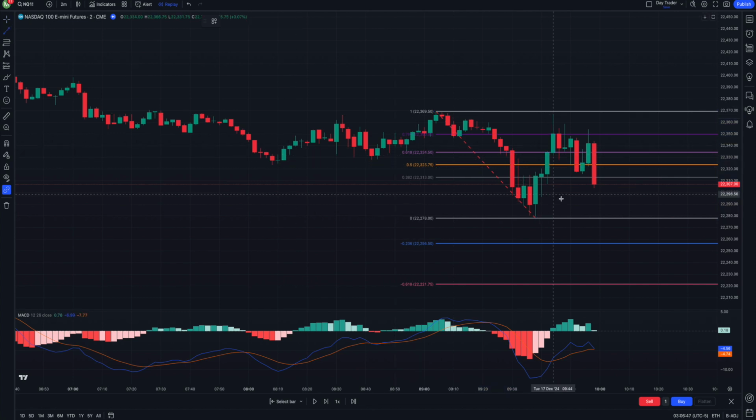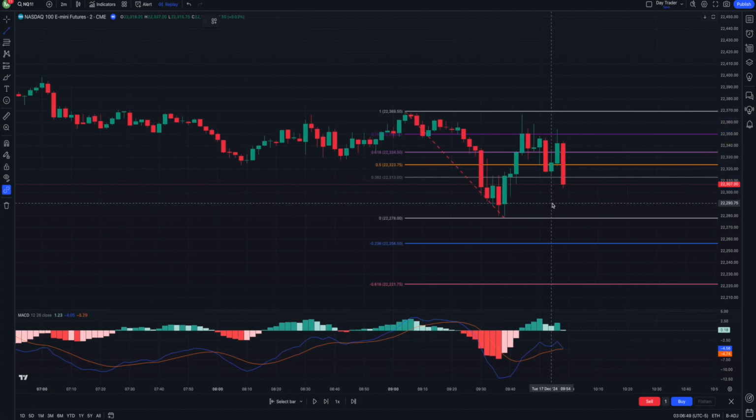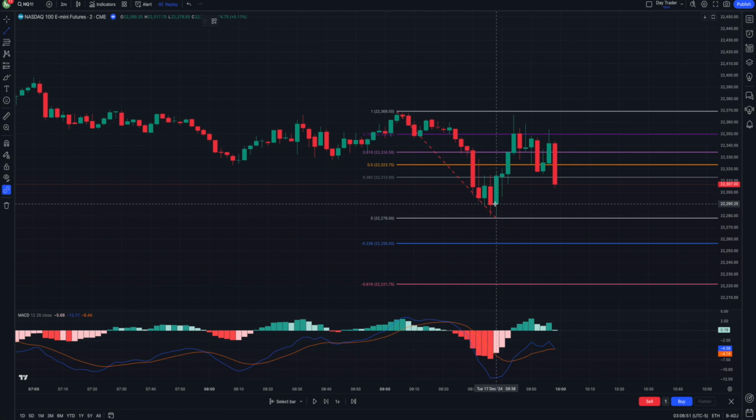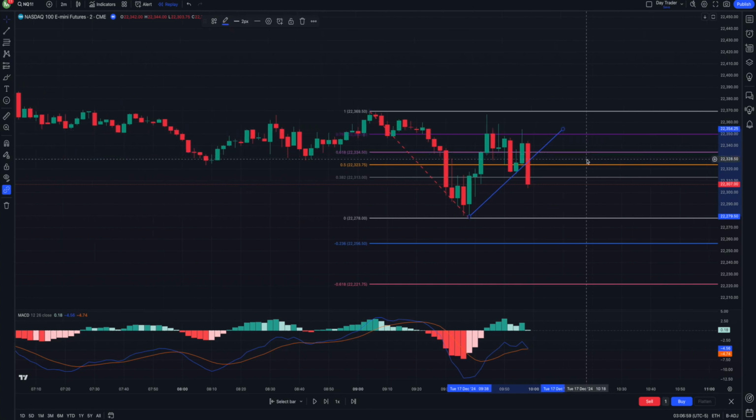I use a trend line when I can find clear touch points to draw from, especially if it's 3 touch points like these right here. 1, 2, 3. So let me just draw that out. Okay, so now we have our trend line.